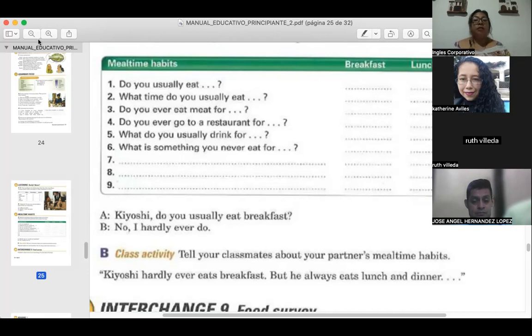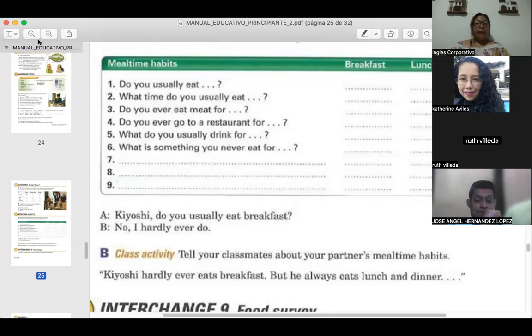Vale, entonces, si yo pregunto, do you usually eat eggs at breakfast, ¿cómo podría ser su respuesta? Yes, I do. Ajá, correcto. Solo puede ser yes, I do, or no, I don't. Okay, eso sería para las que llevan auxiliary, because they are yes, no questions.